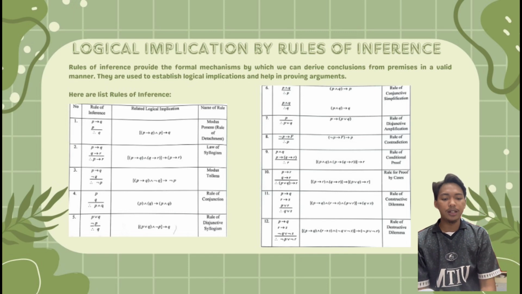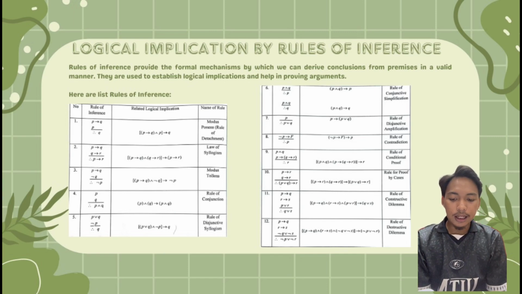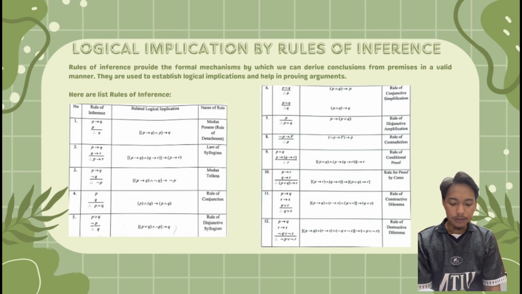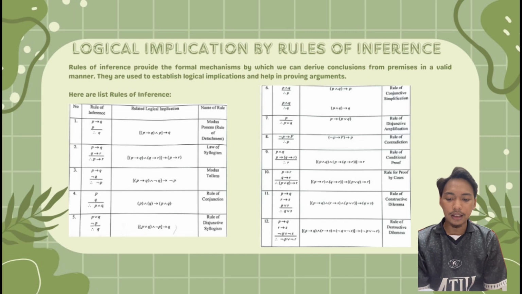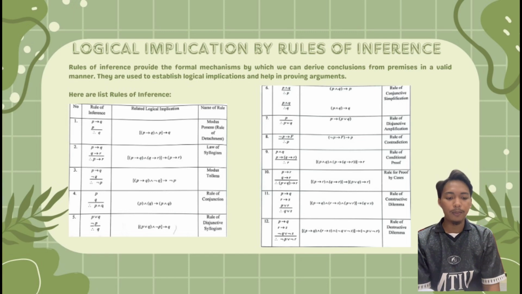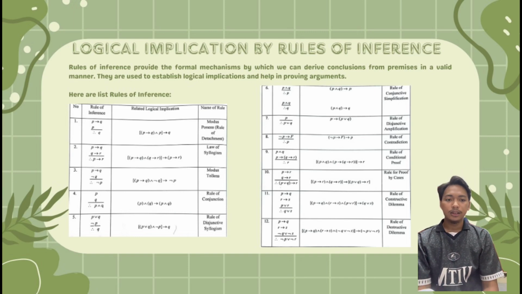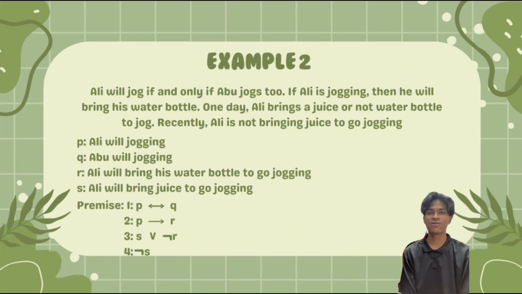After that, with P and Q we can choose P or Q, and the rule is the rule of conjunctive simplification. And the last, with P we can add another term like P or Q, and the rule is rule of disjunctive amplification, and the rest we didn't use in our subject. So for example 2, I will talk about rule of inference.